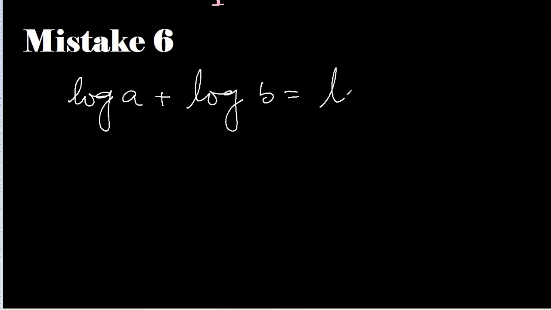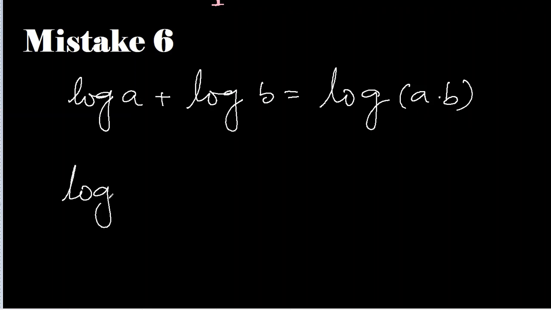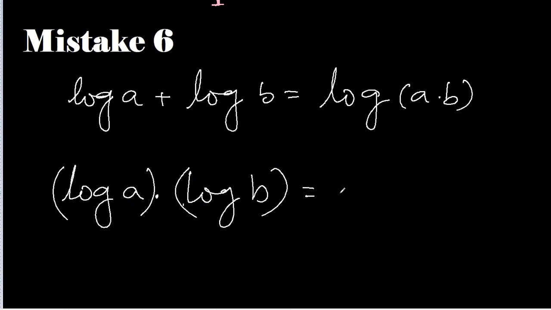Mistake number 6 is about logs. We know that log A plus log B equals log AB. This is the law of logarithm, right? But sometimes we come across log A multiplied by log B, where log A is whole, multiplied by log B, and students think that we can do the opposite also, log of A plus B. No, we can't do this.